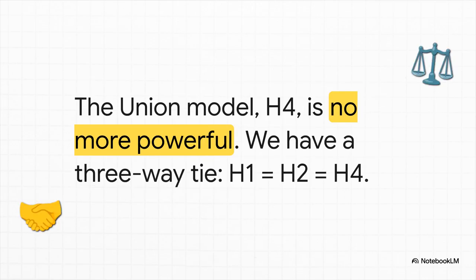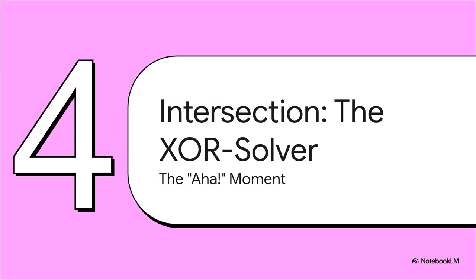And this leads us to our second big conclusion. This union model, H4, is no better than the models it was made from. So now the leaderboard shows a three-way tie. H1, H2, and H4 are all stuck at the same power level, and none of them can solve our puzzle. So the OR logic was a bust. But what if we tried a different kind of logic?